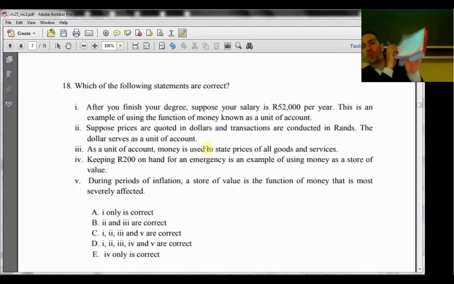So if I tell you your salary is 52,000 Rand a year, what function of money am I using there? Is it a medium of exchange? Am I referring to money being a medium of exchange there? You think so? Am I referring to money being a store of value there? Am I referring to money being a unit of account there?